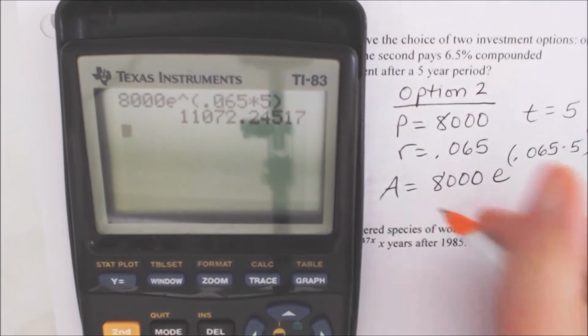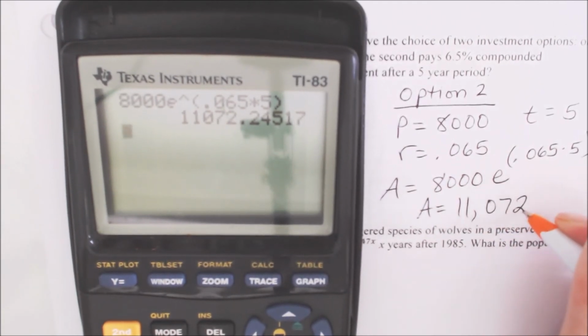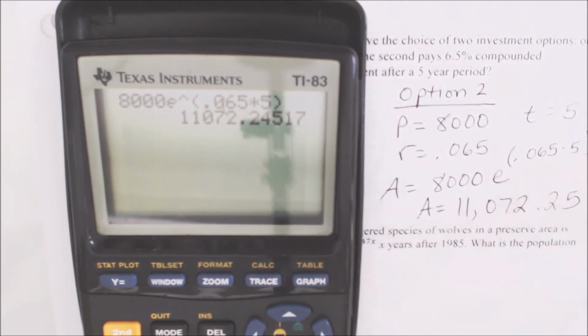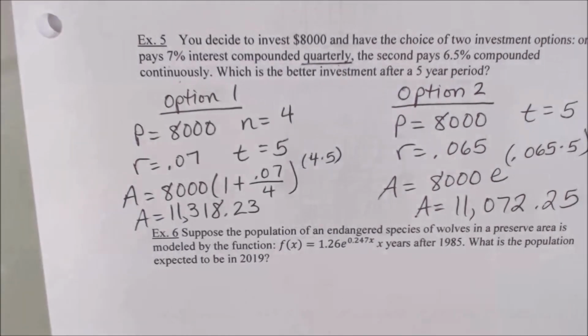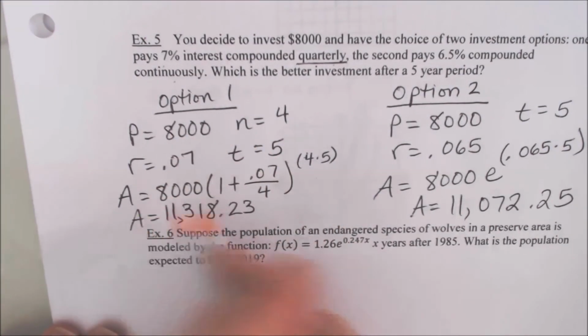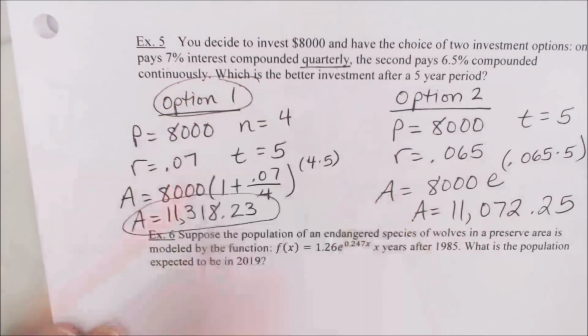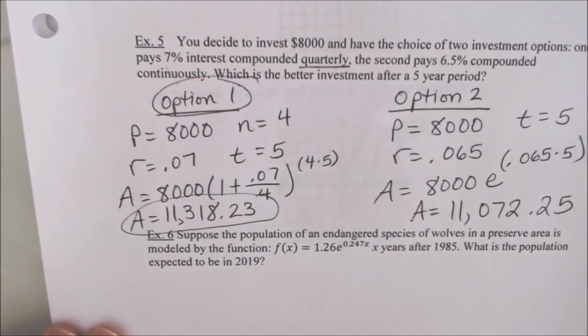So let's write that down. So we're going to have $11,072, and it looks like about 25 cents. So if you're investing, which one sounds like a better deal? If you're the one that's doing the investing, you want to make more money, right, at the end of the 5-year period. So option 1, you had a little bit more in the account. So option 1 would have been the better deal in that scenario.